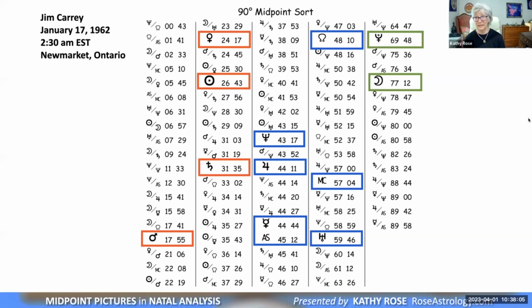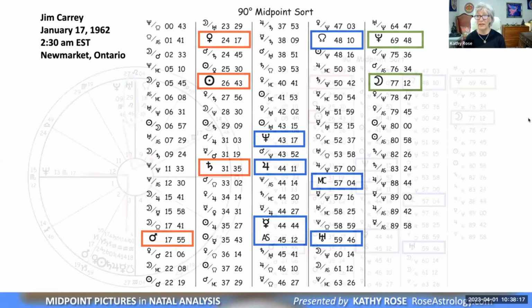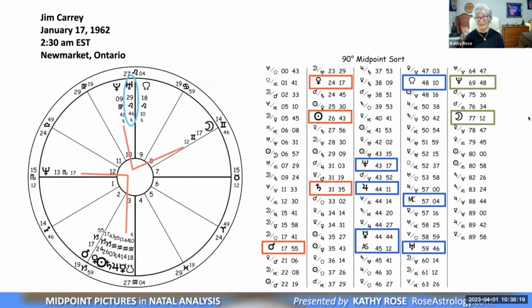And one of the assignments I give to quite a few students would be, I send them a mystery 90-degree midpoint sort. And I say, analyze this. How much can you see just from this, even without looking at the chart? You can see a lot. And so here I'm going to show you Jim Carrey's chart just so you can make that connection here.